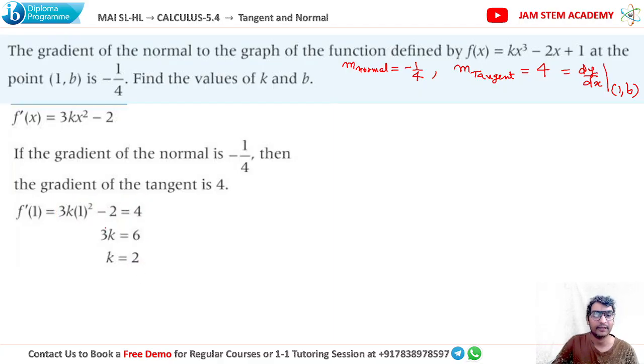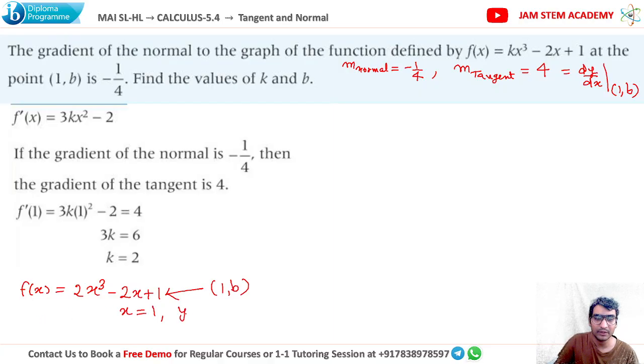The second part is that the curve is passing through the point 1 comma b. So f(x) is, by the way, k is now 2 for us, 2x cubed minus 2x plus 1, and this passes through the point 1 comma b. It means I can put x as 1, then y must be equal to b. So solve this and I can get my value of b. So b equals 2 times 1 cubed minus 2 times 1 plus 1. And on solving this, we are getting the value of b.